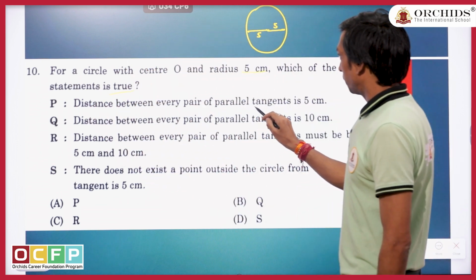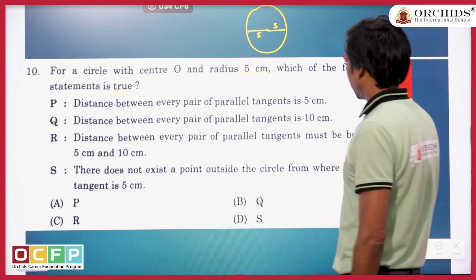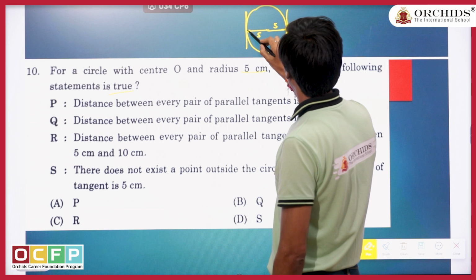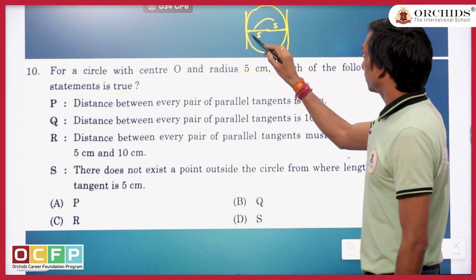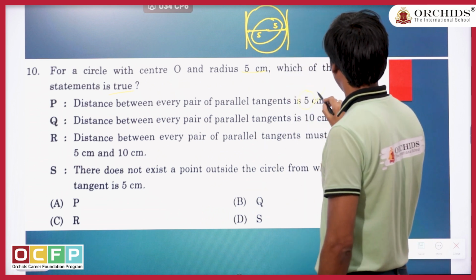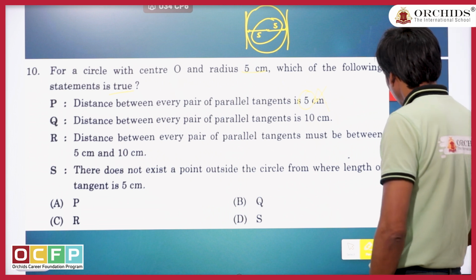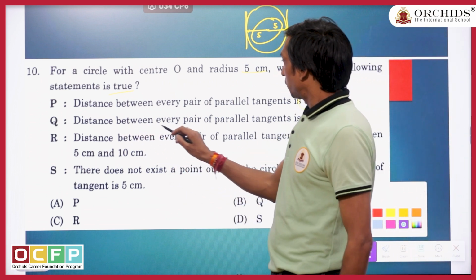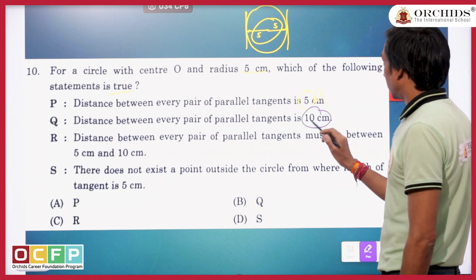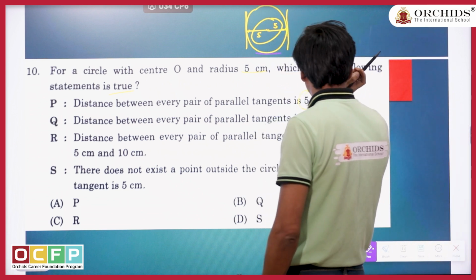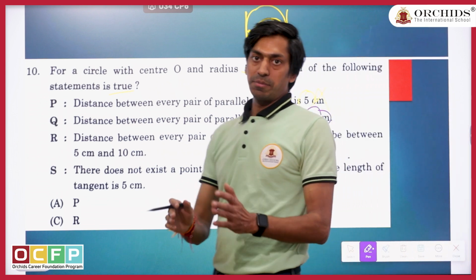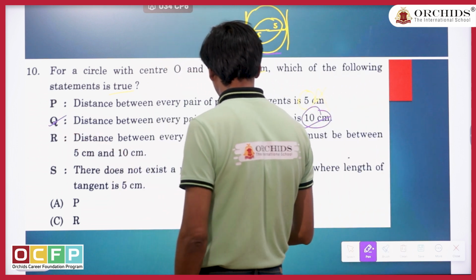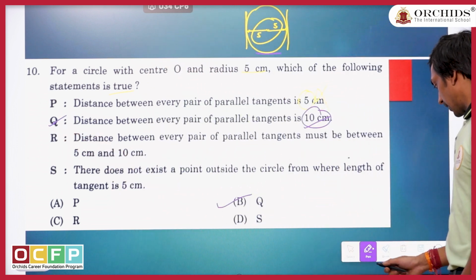The statement: the distance between every pair of parallel tangents is 5 centimeter. We know that if we draw the tangents at the end points of the diameter, they are parallel. So the distance between them comes to how much? 10 centimeter. But they are saying 5 centimeter, so it is a wrong statement. The next statement: the distance between every pair of parallel tangents is 10 centimeter. In this case, yes, if you draw any pair of parallel tangents, they will be at the ends of the diameter, and the diameter of the circle is how much? 10 centimeters. So this statement Q is correct. So the answer for this is option B, that is the correct answer.